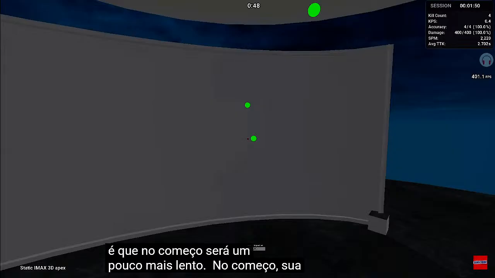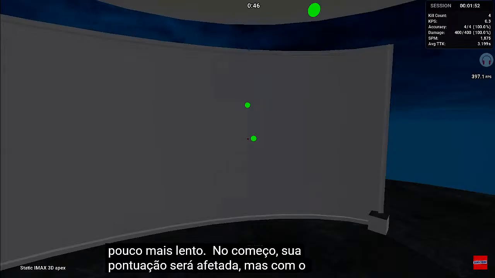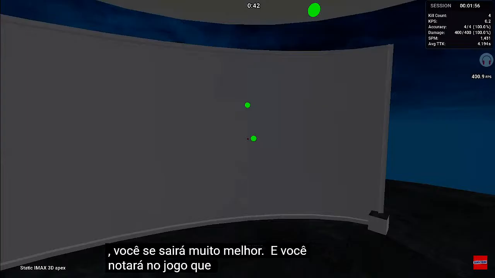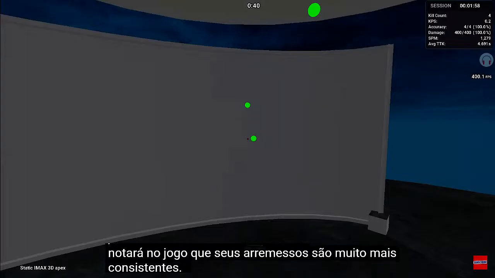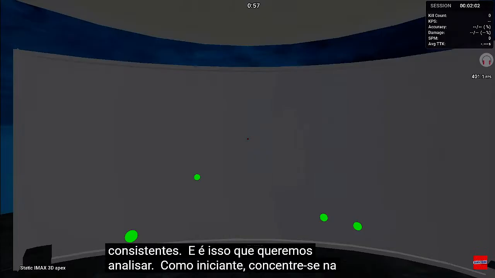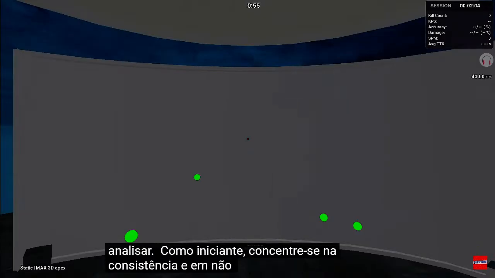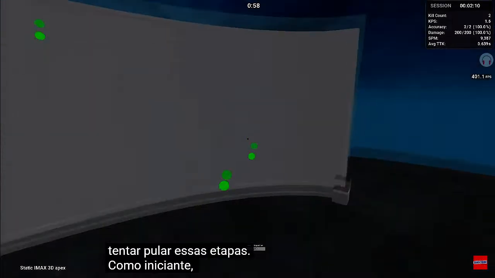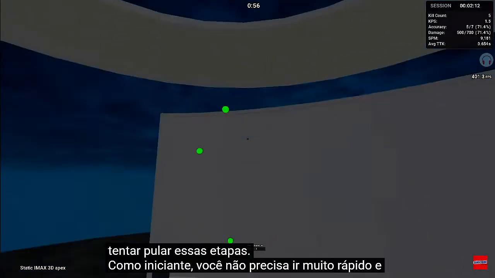At the beginning, your score will take a hit, but as time goes on, you will do way better, and you'll notice in game your shots are way more consistent. And that's what we want to look at. As a beginner, focus on consistency and focus on not making mistakes more so than being flashy and trying to jump these steps. You don't need to, as a beginner, go super fast and go crazy.